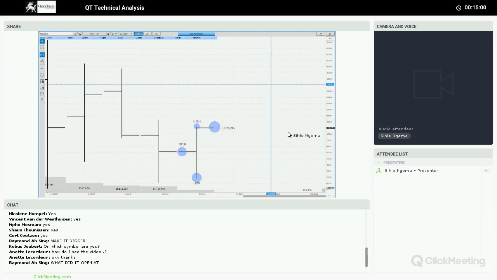So by looking at my chart right now, you can see that I have identified the opening, the lowest, the highest, and the closing price on a bar. So this is how you are supposed to read the bar. This bar currently, by looking at it, the closing price is on the side of the highest price, and the closing price is higher than the opening price.